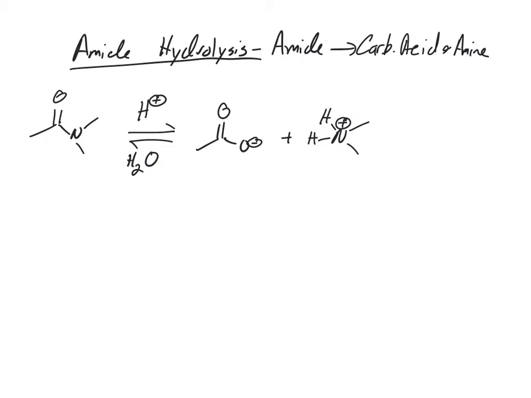And also notice at the end, you don't end up with a carboxylic acid and amine. You end up with a carboxylate anion and a protonated amine, right? Because carboxylic acids are acids, and amines are bases. So let's go through this whole thing. The first step in all these acid condition steps is going to be a protonation.